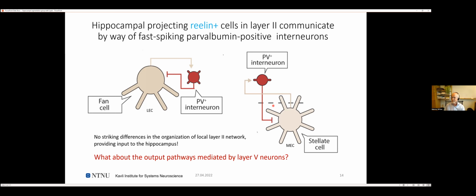So then we decided, let's move to the other side of the structure, which is layer 5. Layer 5 in entorhinal cortex in any paper is considered, just like in the neocortex, as a major output layer. And just to convince you that that's the case, we started to look at output pathways of layer 5. The interesting thing about layer 5 is that it's an output pathway that mediates hippocampal output.